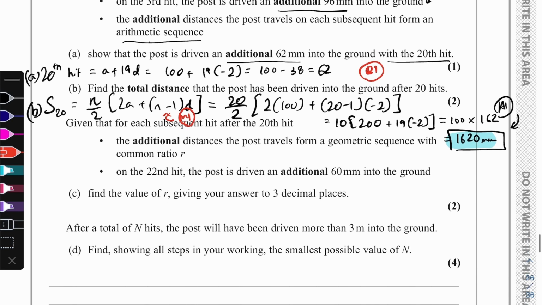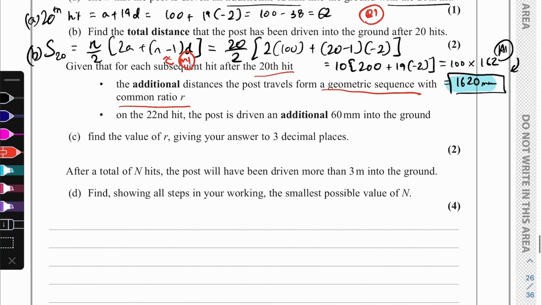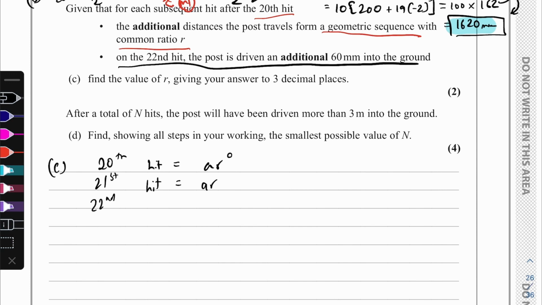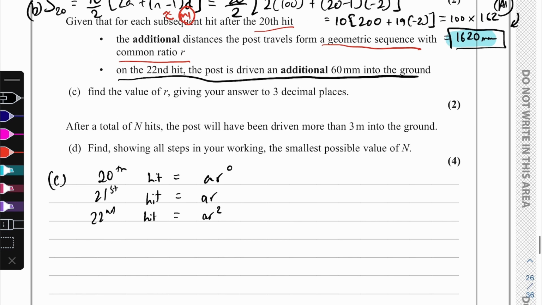All right. Given that each subsequent hit after the 20th hit, the additional distances follow a geometric sequence with the common ratio r. So what are they really saying? They're saying the 20th hit is our first value, a, which is ar to the power 0. The next hit is our common ratio r, so that's ar. On the 22nd hit, the post is driven an additional 60 millimeters into the ground. 22nd hit equals ar squared. So we know the value is 60.